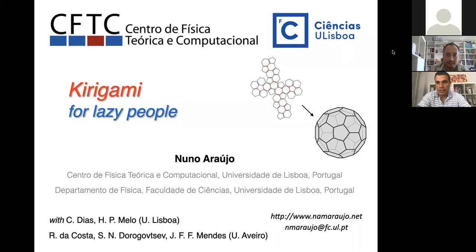And as you can see, I call it Kirigami for lazy people, because the idea is to be able to obtain the folded configurations at the microscale, taking advantage of thermal fluctuations. So at the microscale, thermal fluctuations play a relevant role. So the motion of the individual panels will be affected by thermal fluctuations. And the idea is, instead of controlling the motion of the individual parts, as we do at the macro scale, to take advantage of thermal fluctuations to obtain the folded configuration spontaneously from the random motion of the different panels.